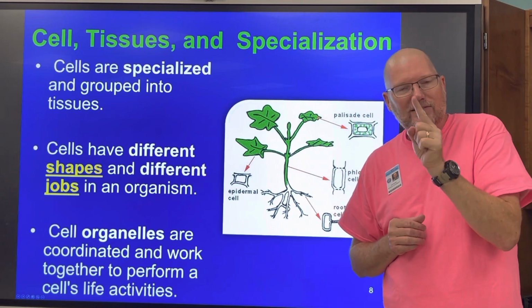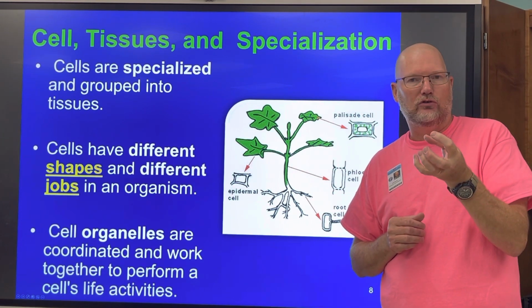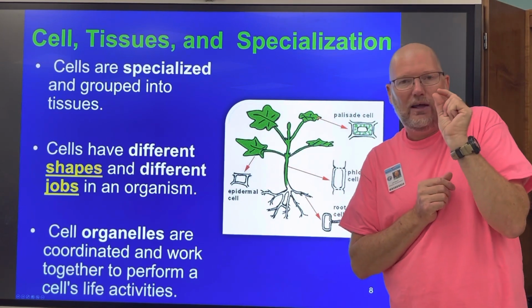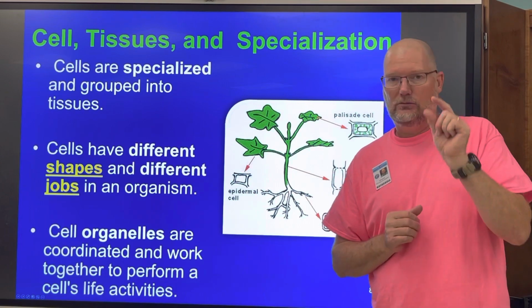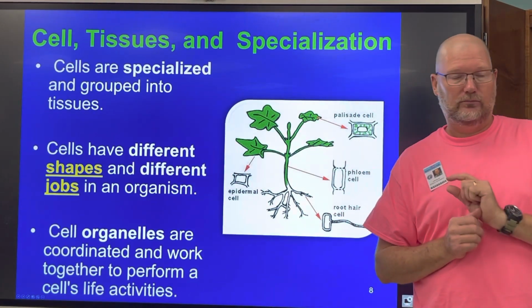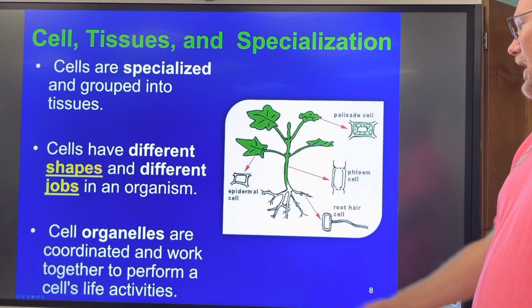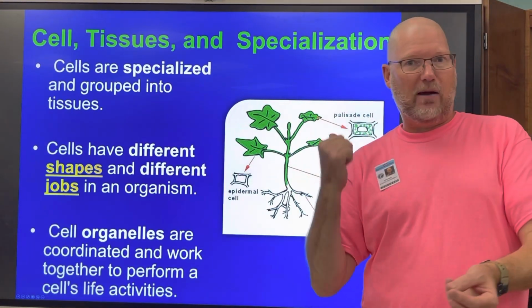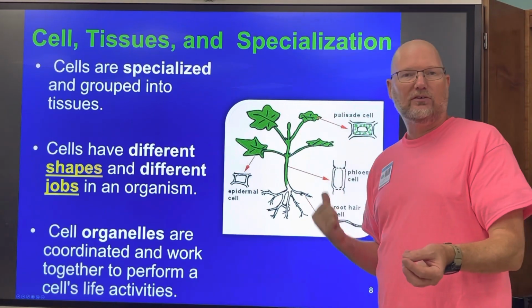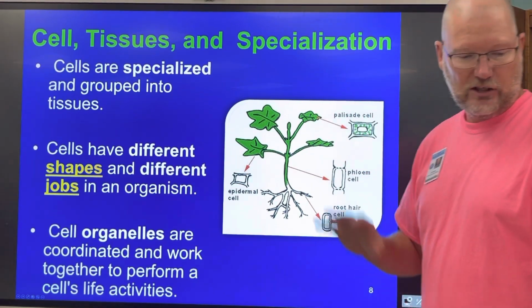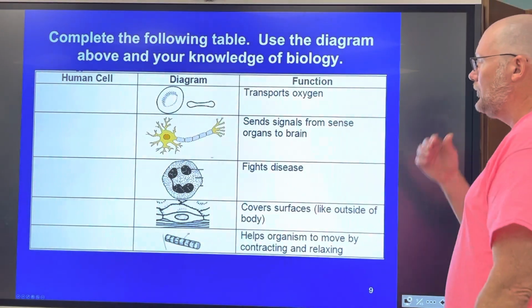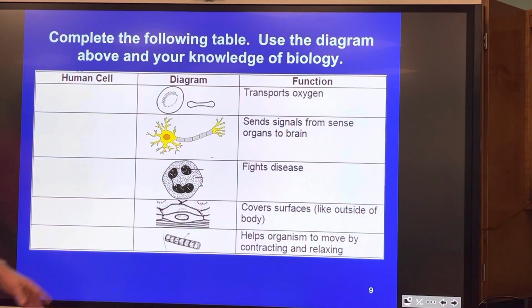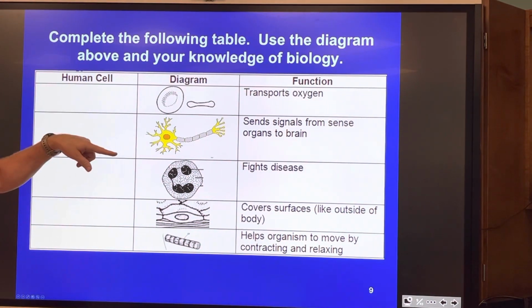A cell, one single cell, has very similar structures inside of it, and they're tiny organs, hence the term organelle, like a tiny organ. You could think of it that way. And they all have their own separate functions. We learned about a little bit of them in the last little video that we just watched. Each one has a separate function inside the cell. Okay? So you're going to complete this table in your notes as well. You're going to use the diagram that we just saw above and your knowledge of biology.